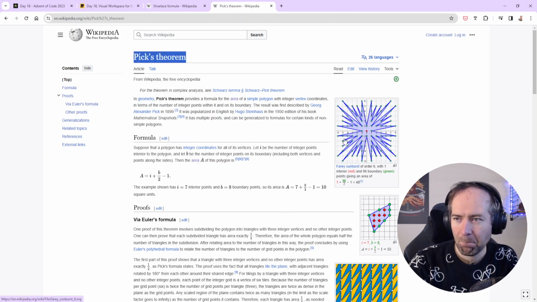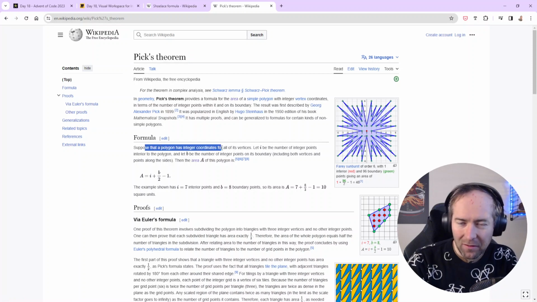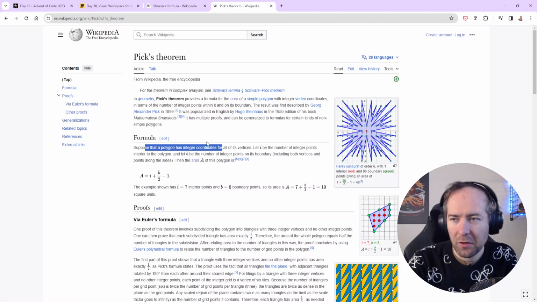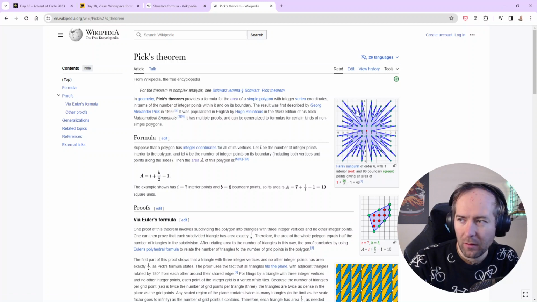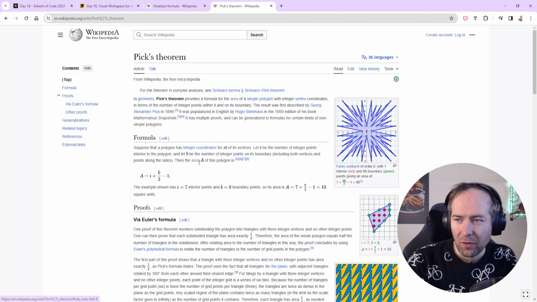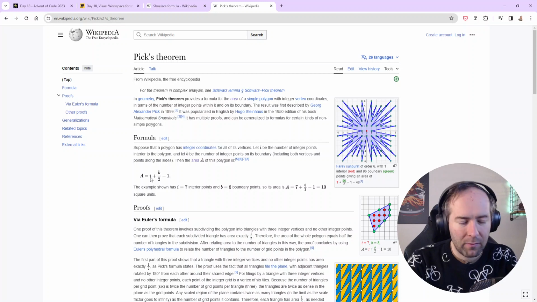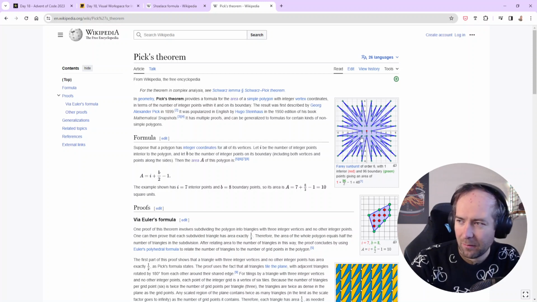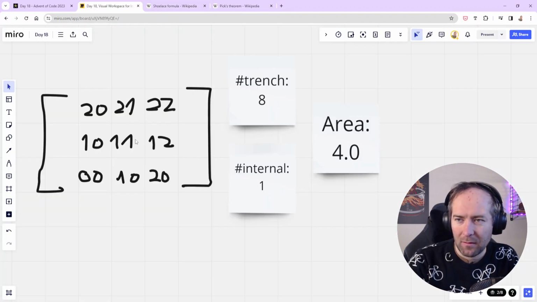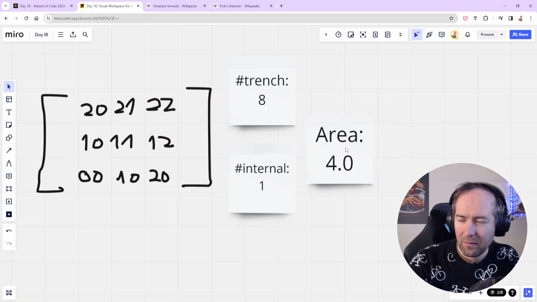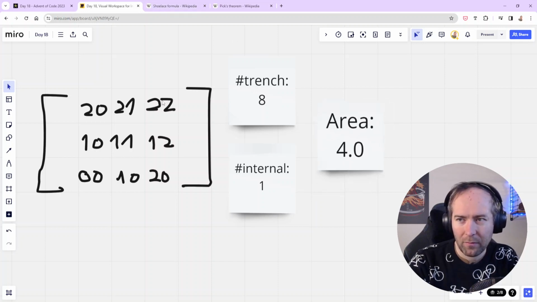That is a theorem that says that if you have integer coordinates, which we do, we have whole numbers, then you can easily calculate the area of any polygon by counting the number of points on the edge, on the boundary, and counting the number of points inside the polygon. And that's maybe something relevant because we already have the area and we have the number of cubes on the boundary.